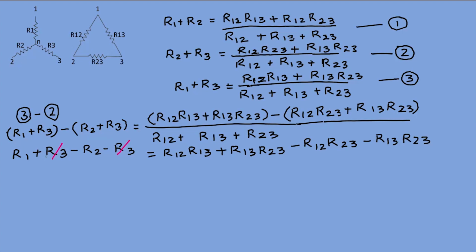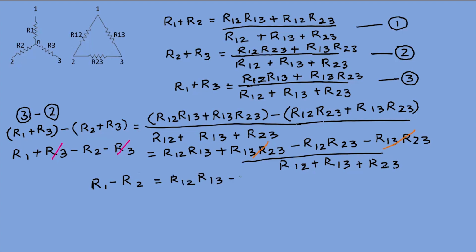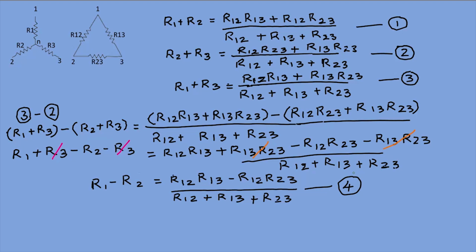On the left hand side we can cancel plus R3 and minus R3, and on the right hand side we can cancel plus R13 R23 and minus R13 R23. Now the equation becomes R1 minus R2 is equal to R12 R13 minus R12 R23 divided by R12 plus R13 plus R23. Let this be equation 4.